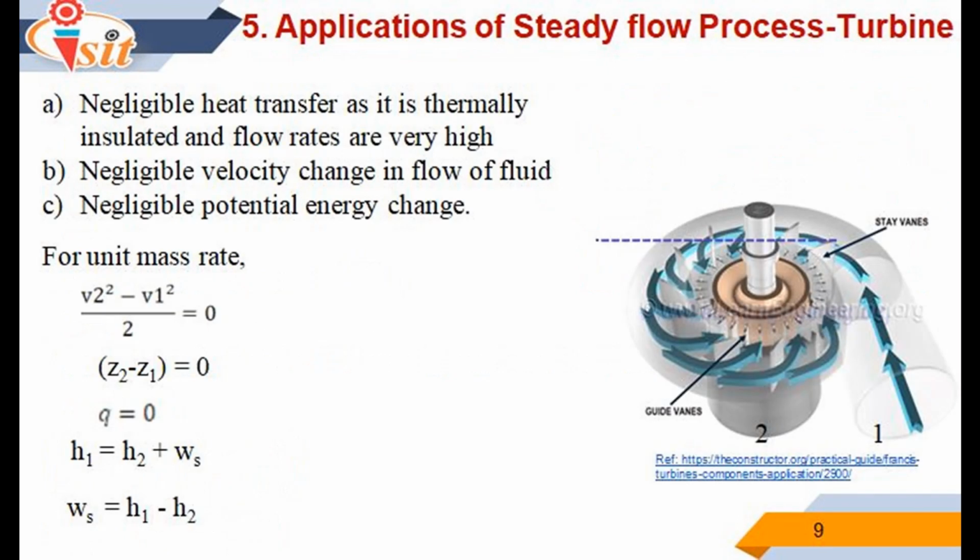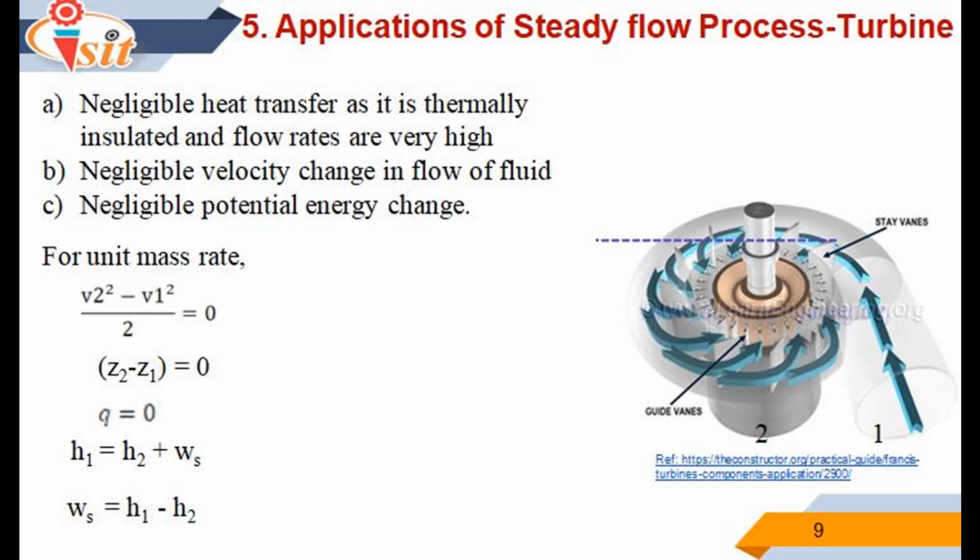The next application of the steady flow energy equation is the turbine. The turbine is characterized by, first, negligible heat transfer, as it is thermally insulated and the flow rates are very high. Second, negligible velocity change in the flow of fluid. Next, negligible potential energy changes. It is a device for obtaining work from the steady flow of fluid expanding from higher pressure to lower pressure. The expansion may also be adiabatic due to the thermal insulation.